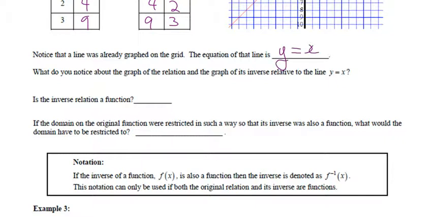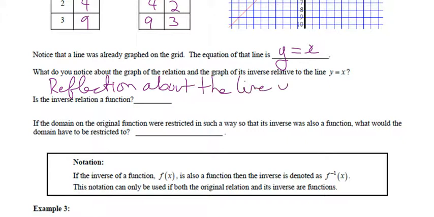What do you notice about the graph of the relation and the graph of its inverse? It's inverse relative to the same thing on the last page. Okay, it's a reflection, right? About the line. So it's like you put a mirror there.